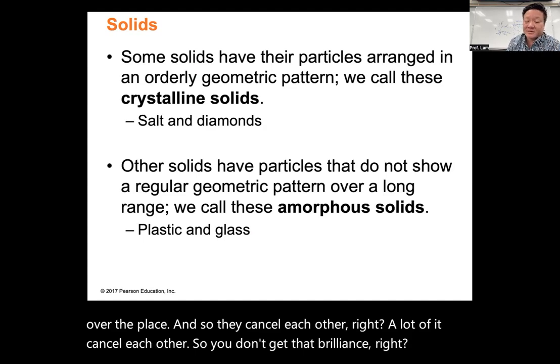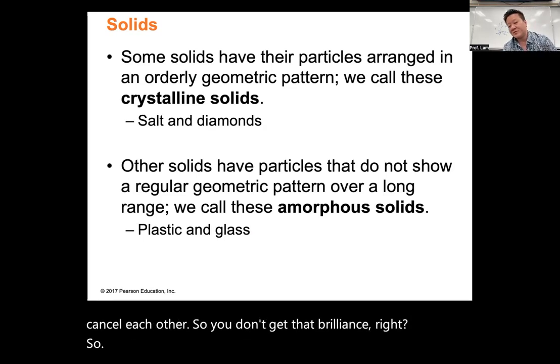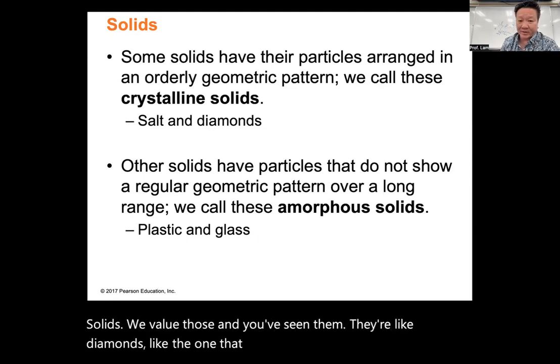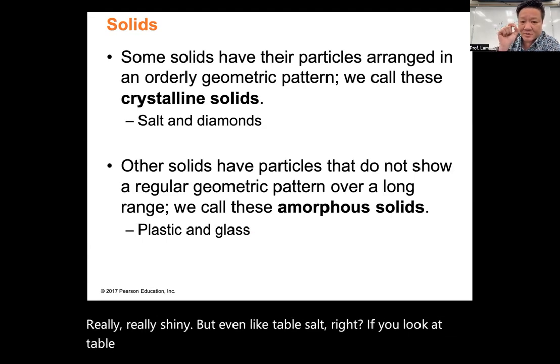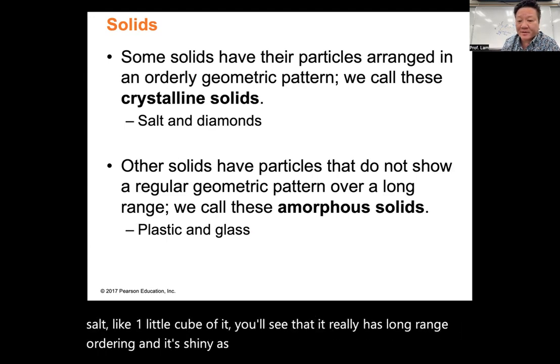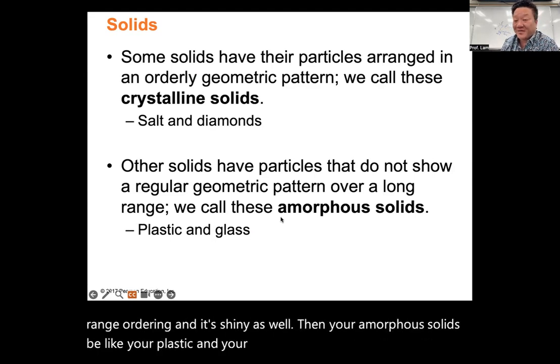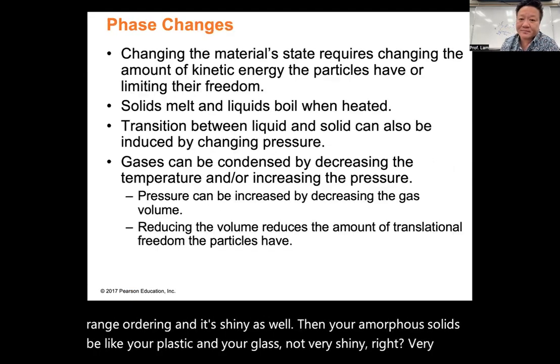So crystalline solids, we value those. And you've seen them, like diamonds, the one that we value the most, right? Diamonds are really, really shiny, but even table salt, if you look at one little cube of it, you'll see that it really has long range ordering and it's shiny as well. Then your amorphous solids are like your plastic and your glass, not very shiny. Very dull, boring.